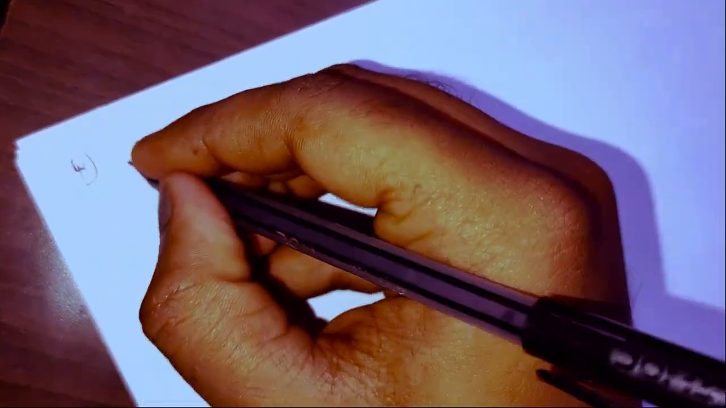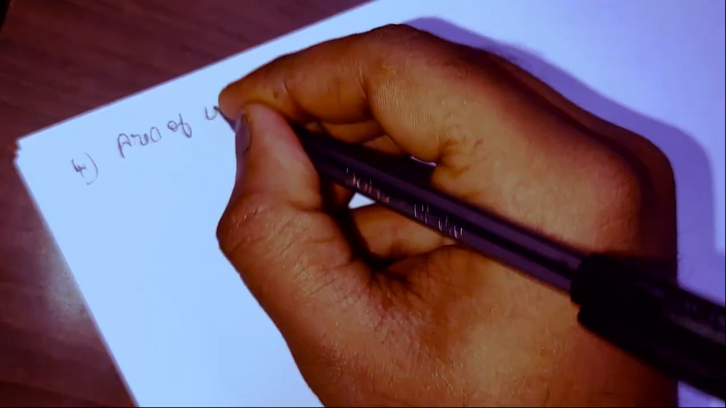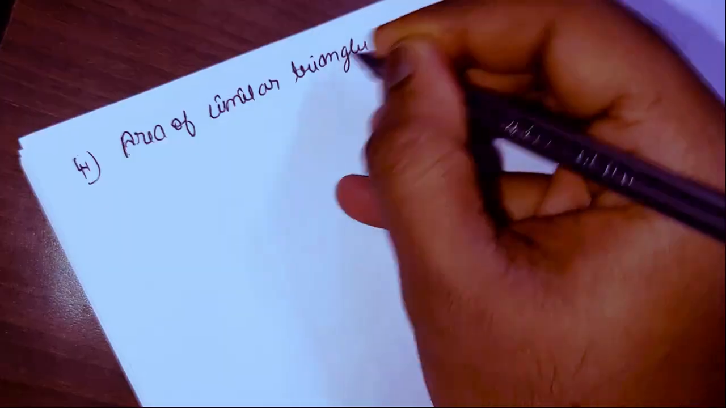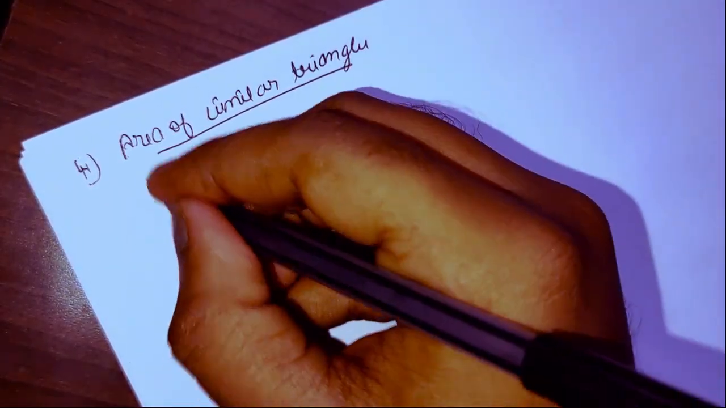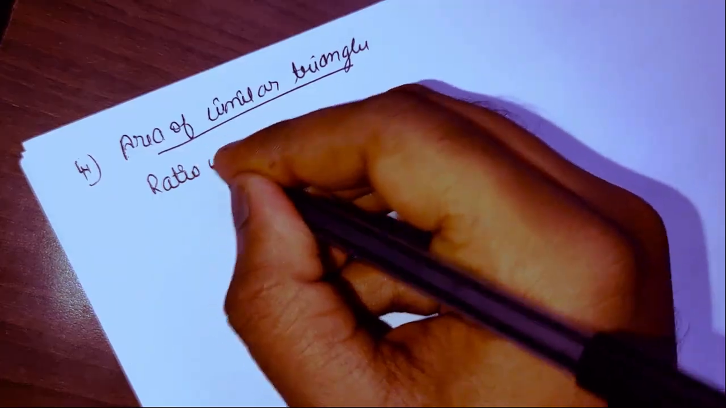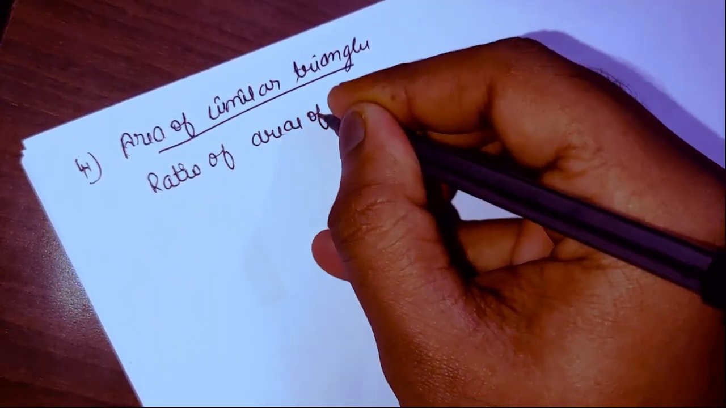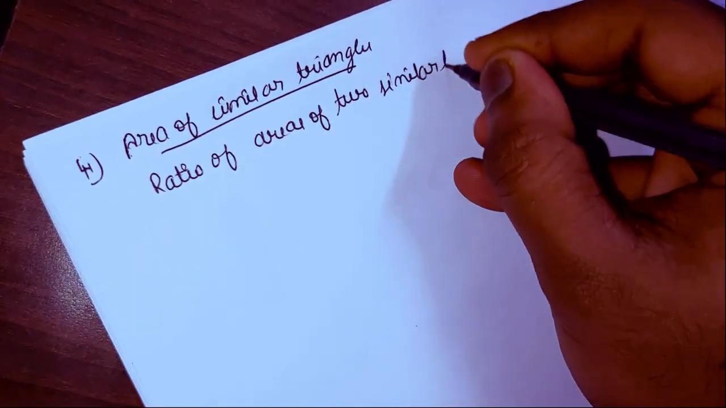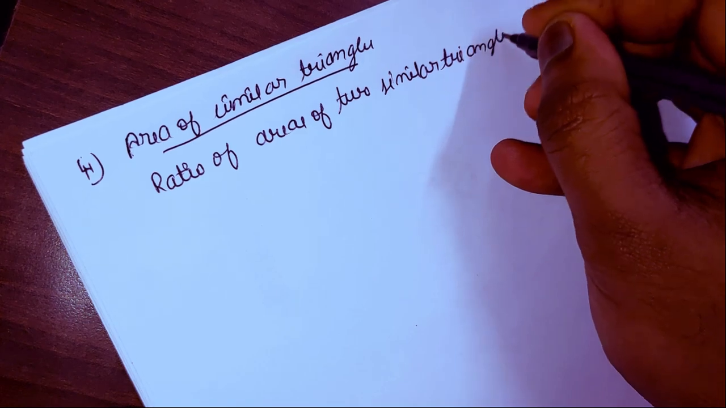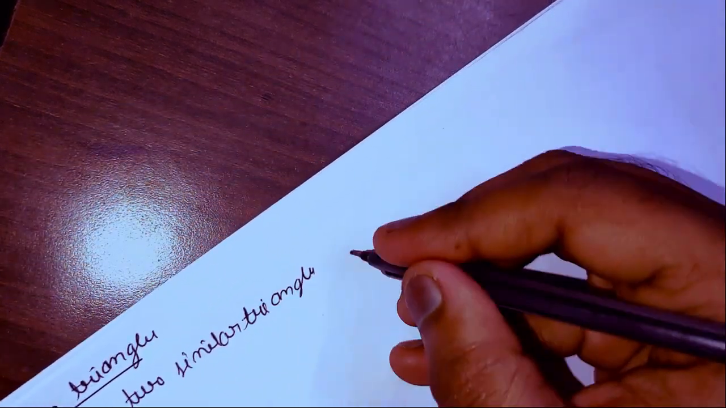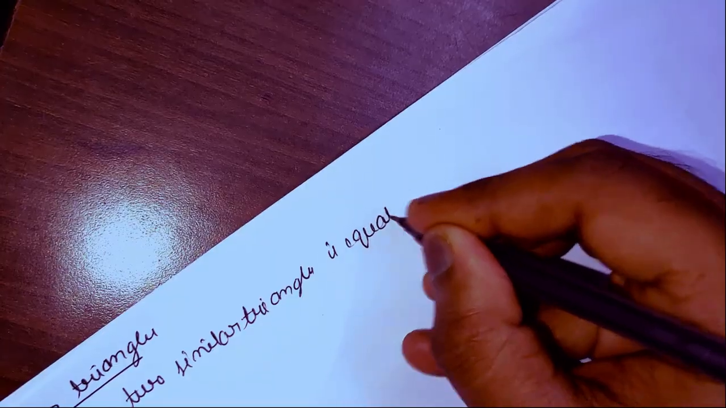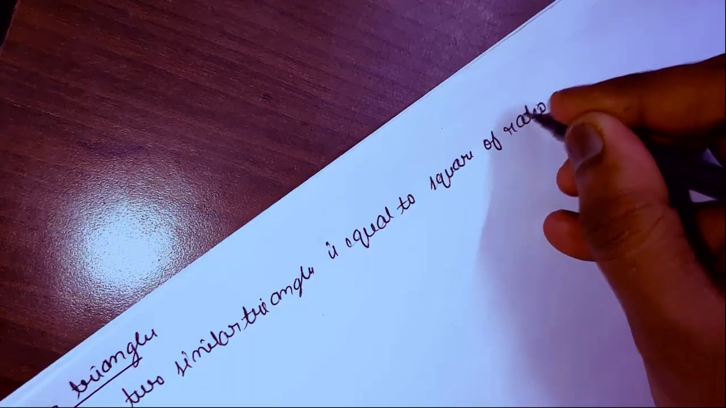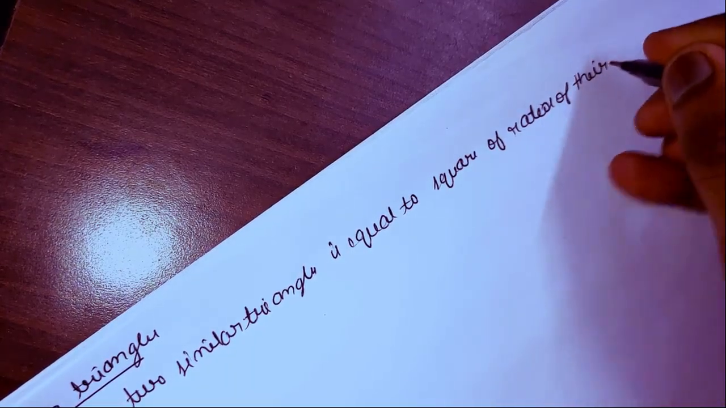41st question, to prove the areas of similar triangles theorem. We'll write the statement. The ratio of areas of two similar triangles is equal to the square of the ratio of their corresponding sides.